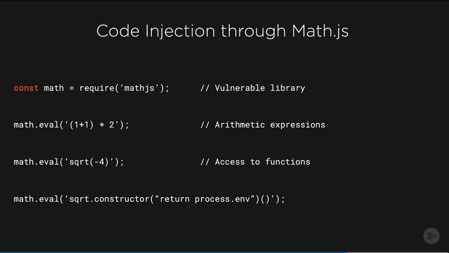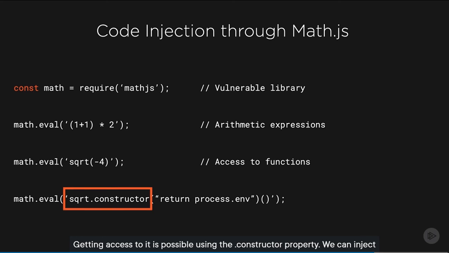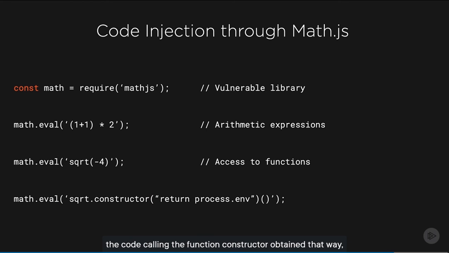One of the interesting features is that it allows the use of mathematical functions such as square root. The vulnerability is that the library allows creating new functions on the fly via the function constructor. Getting access to it is possible using the .constructor property. We can inject the code calling the function constructor obtained that way, passing malicious code and immediately invoking the resulting function. In this example, our injected code reads environment variables using the env property of the global process object.